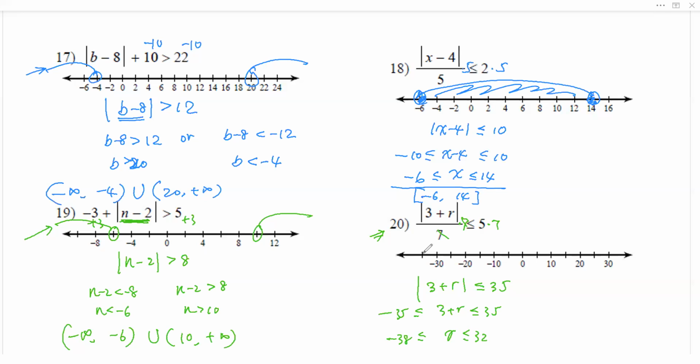So in between, negative 38 is about here, and 32 is about here, right? In between is filled. So it should be negative 38 to 32, filled, use the bracket, right? All right, so that's the homework part.